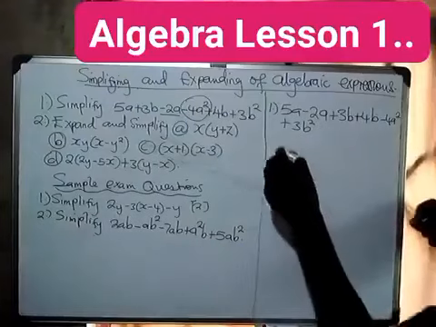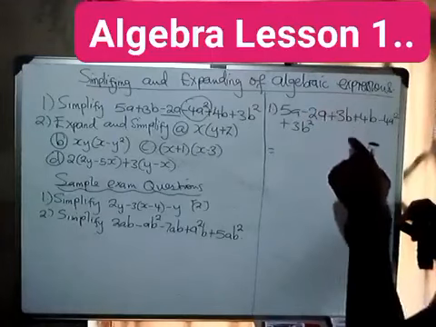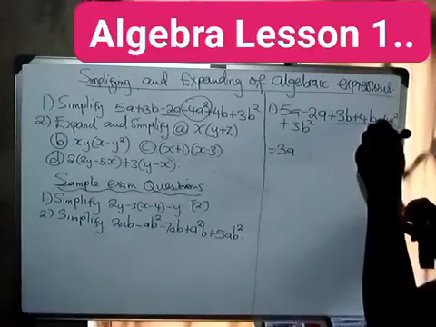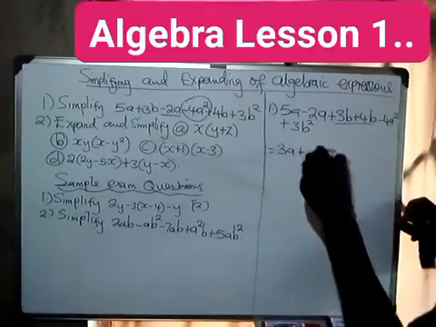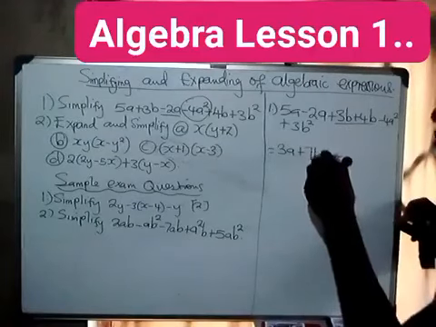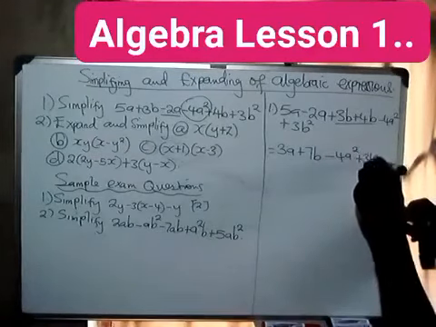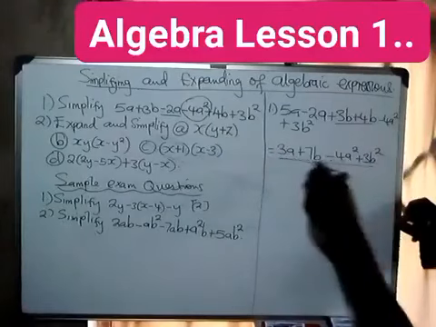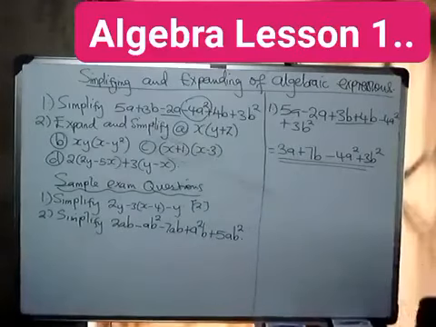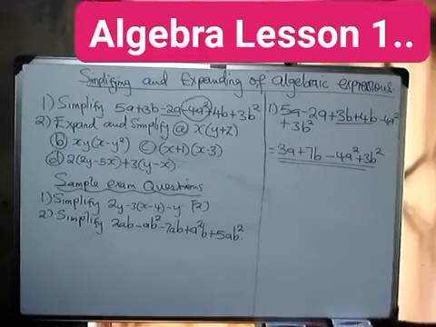So the next step now would be, what is 5a minus 2a? The answer is 3a. Then we have these two are also like terms: plus 3b plus 4b. The answer will be 7b. Then we have minus 4a squared plus 3b squared. So this is the end of the answer to the question which we have been given.